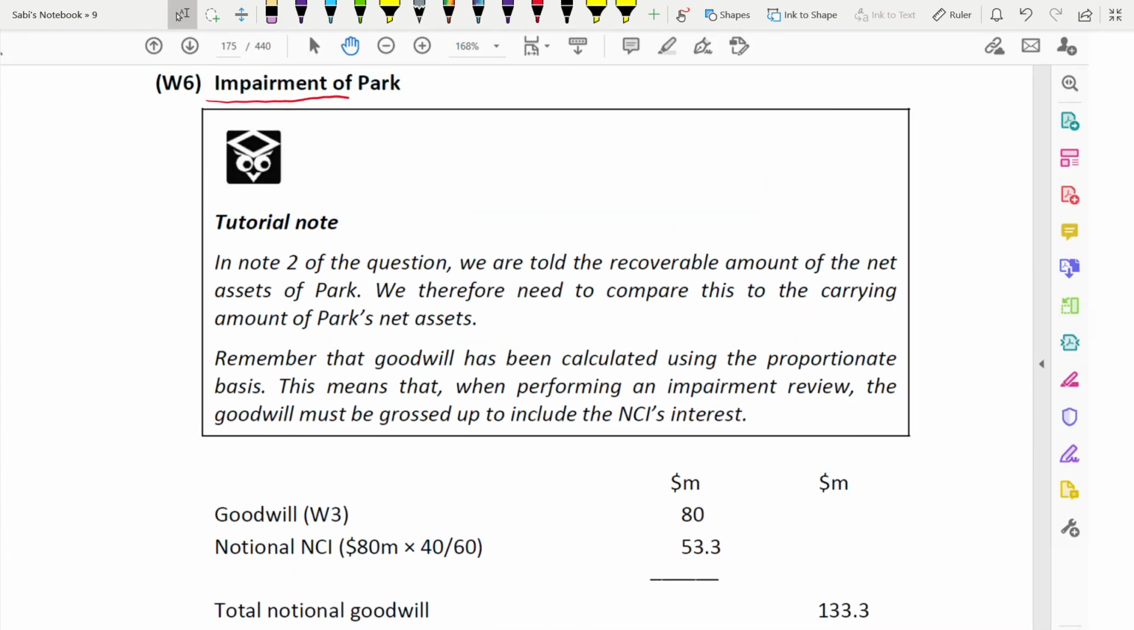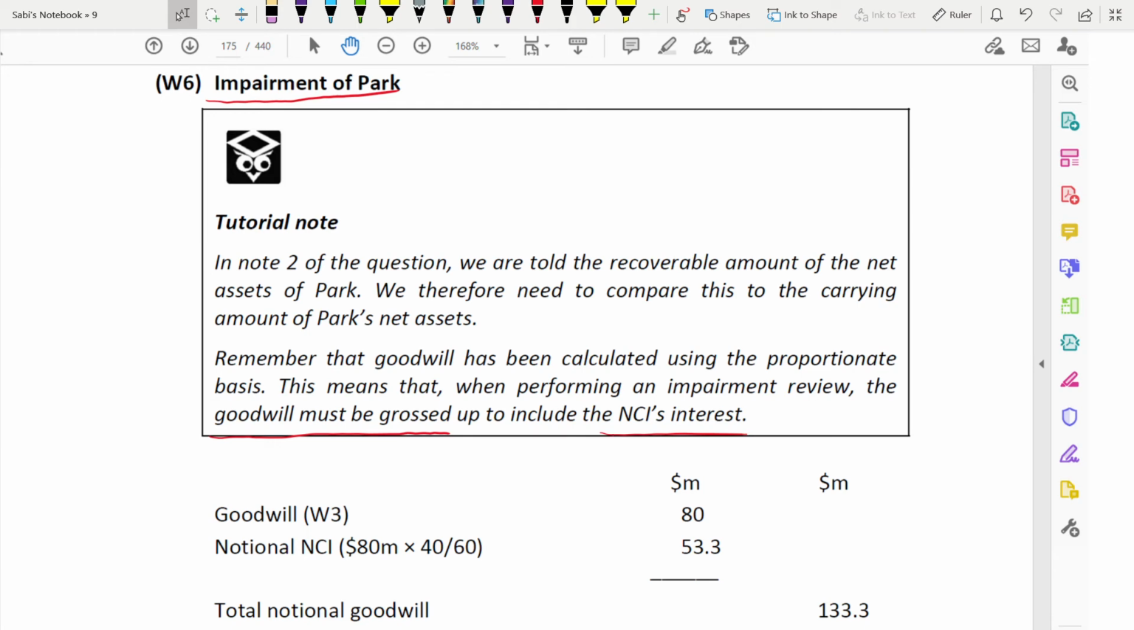Impairment of Park. So in note 2 of the question, we are told the recoverable amount of the net asset of Park. We have been given the recoverable amount. We need the recoverable amount because of impairment, right? So we therefore need to compare this to the carrying amount. What we have to do? Compare the recoverable amount with the carrying amount of the net asset. Remember that goodwill has been calculated using the proportionate basis. This means that when performing an impairment review, the goodwill must be grossed up. Goodwill must be grossed up to include the NCI's interest.